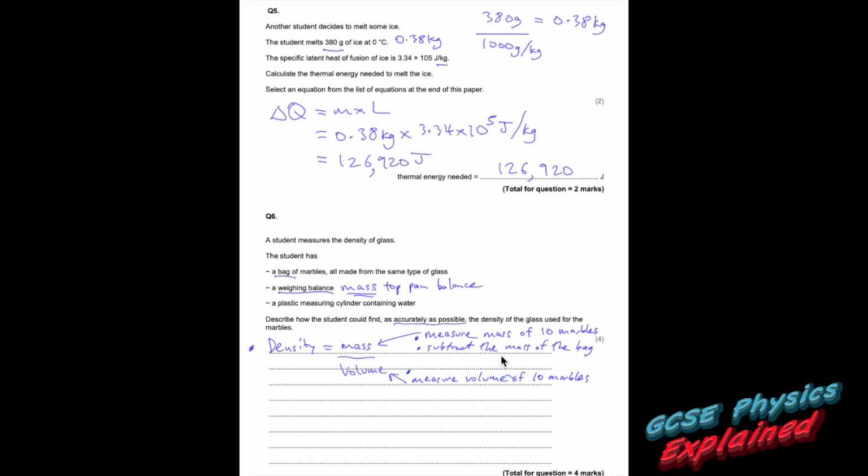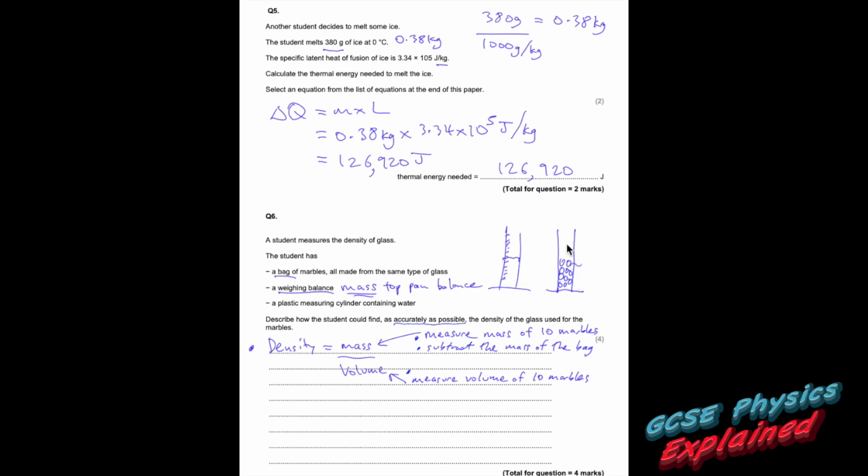Now, if you don't want to say that, what you could say is how to get the volume of the marbles is basically, if we have got this measuring cylinder, if we just fill it up to halfway with the water, and then what we'll do is we'll pop the 10 marbles in. 1, 2, 3, 4, 5, 6, 7, 8, 9, 10.